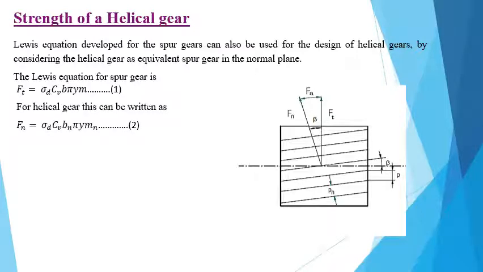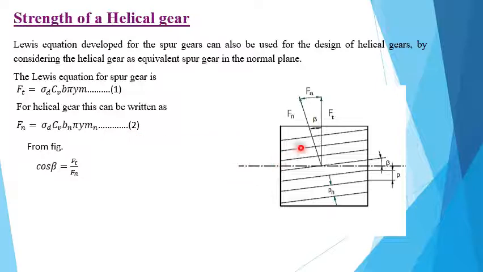So for a helical gear, this equation can be written as F suffix n. That is, we have to consider this particular plane, that is the plane which is normal to this teeth. So this force is Fn. So that is equal to sigma d into Cv into the face width in the normal plane, that is denoted by B suffix n, into pi into y into Mn, where Mn refers to the normal module. So that is the module in the normal plane. So let us take it as equation number 2.